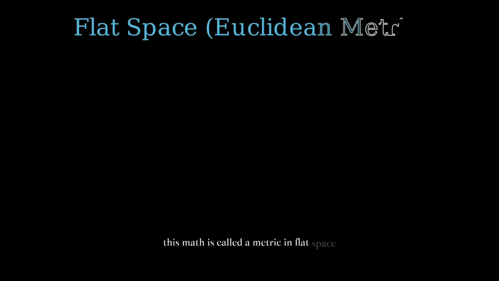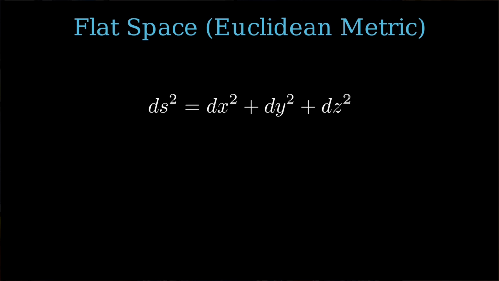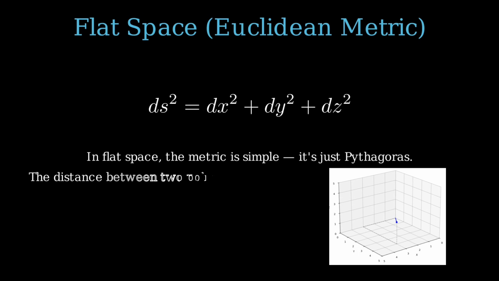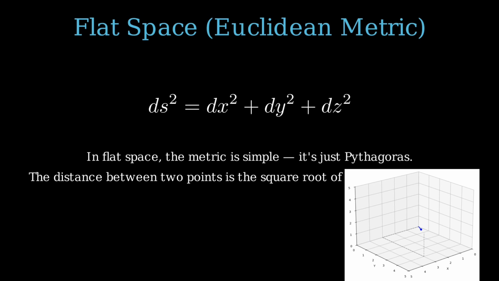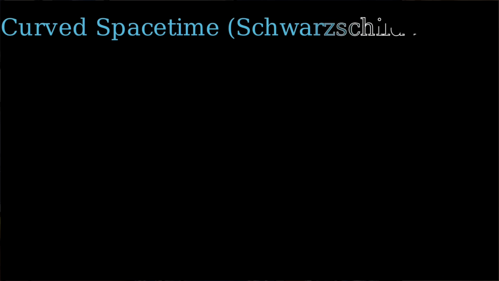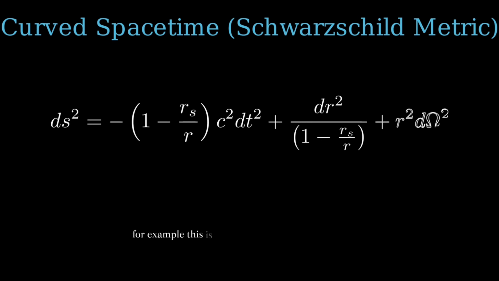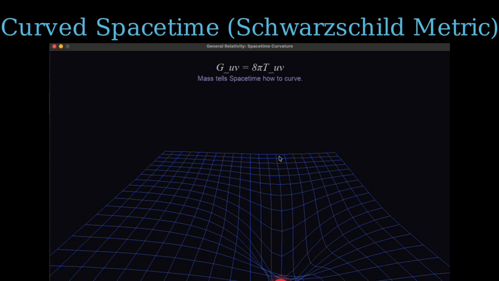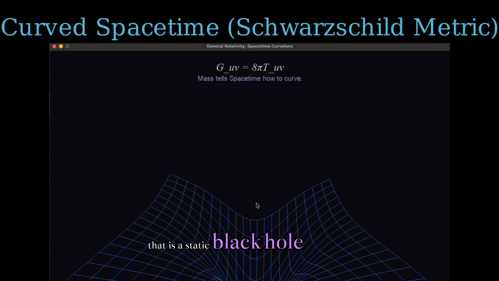In flat space, this metric is dead simple. It's just Pythagoras. The distance between two points is the square root of x squared plus y squared plus z squared in three-dimensional Euclidean space. But in curved spacetime, this metric gets more interesting. For example, this is the Schwarzschild metric. It describes how spacetime around a non-spinning, that is, static black hole behaves. But we're not here for black holes today. We're here for something arguably cooler in terms of mathematics.